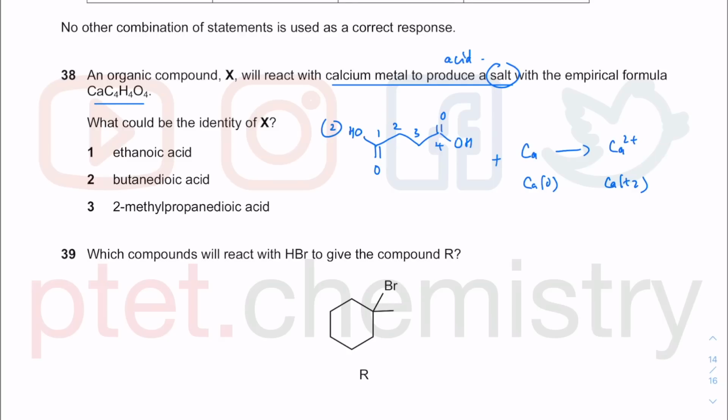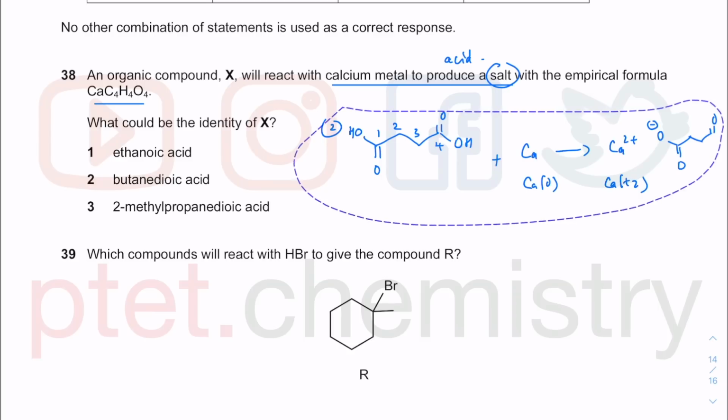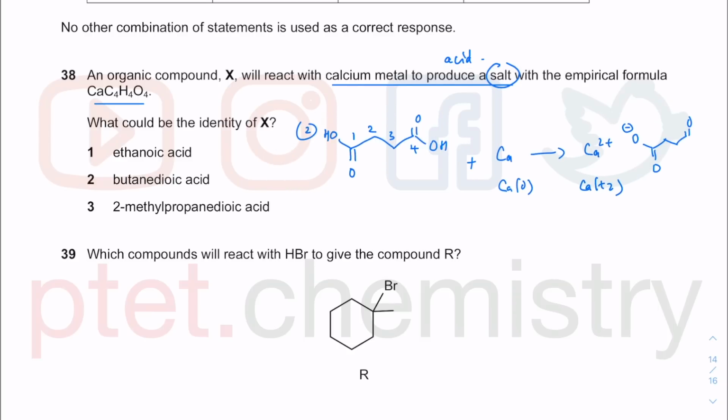Should probably draw a bit better. Let me see if I can draw that a bit better. So there's the dicarboxylate, 1, 2, 3, 4. I need a bit more space actually. I'm gonna move this to the left slightly. So there's the dicarboxylate, and of course I get H2 gas. I get 1 mole of H2 gas because I have 2 carboxylic acid groups like that. So this thing here is my product.